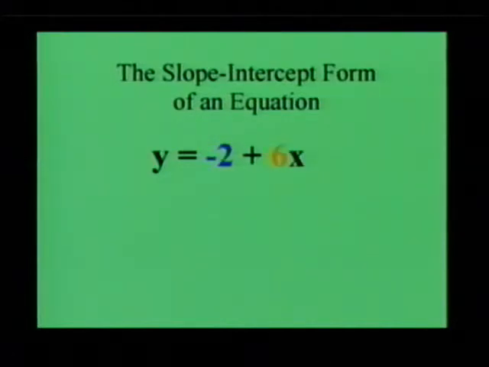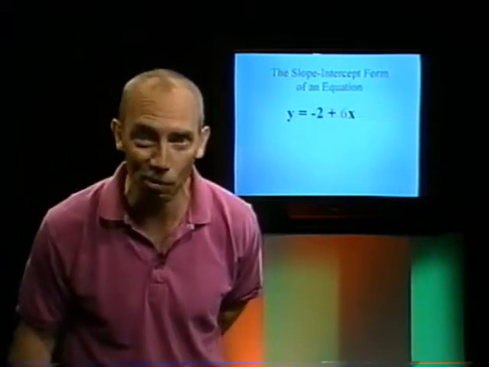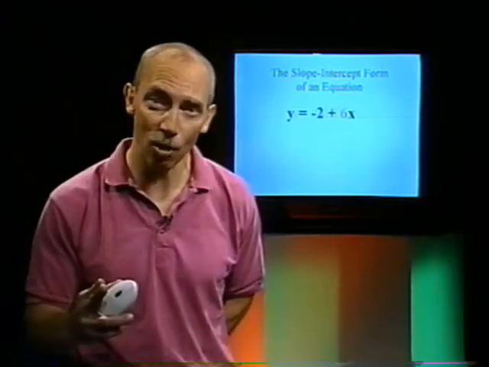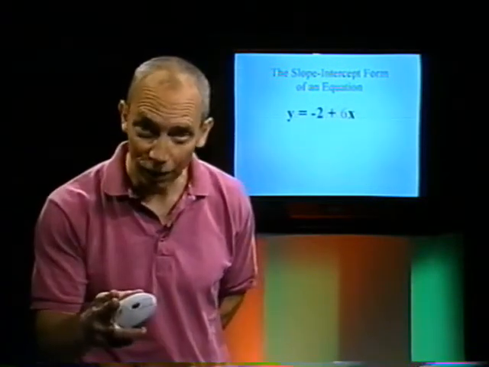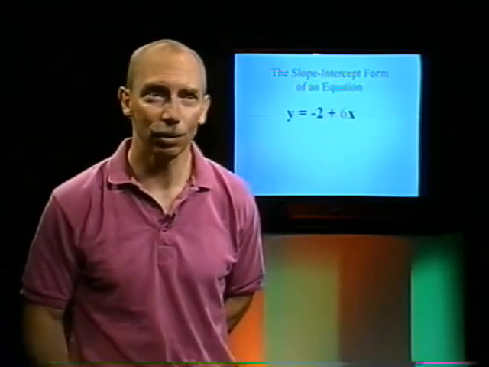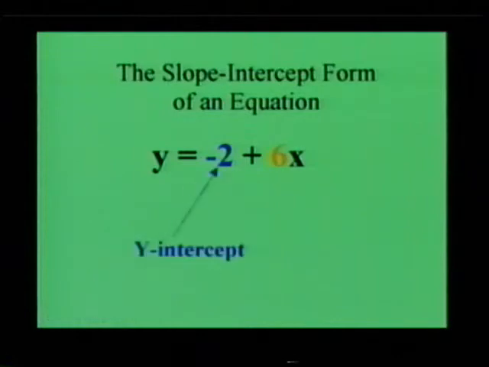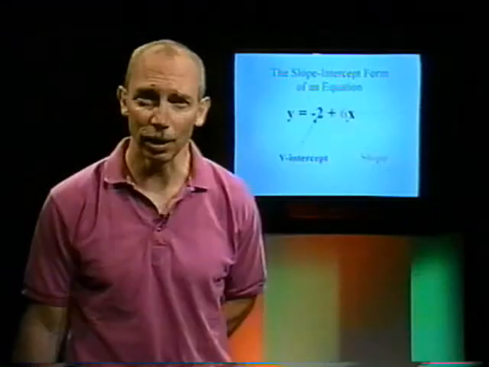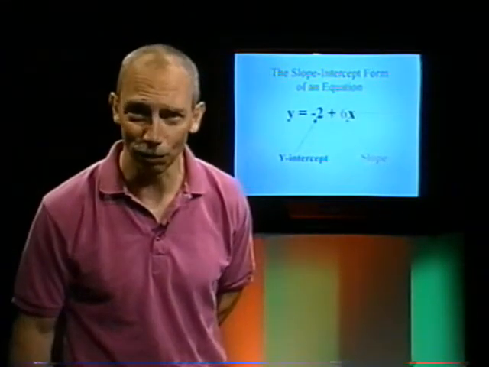What's the slope and y-intercept of this one? Now remember, I didn't say it's always the first one, or it's always the second one. We said the slope is the number in front of x, and the y-intercept is the number sitting by itself. So if we look at this, the y-intercept in this case is going to be minus 2. That's the number sitting by itself. And 6 is going to be the slope. Doesn't matter what order they come in. It's who they're standing with.